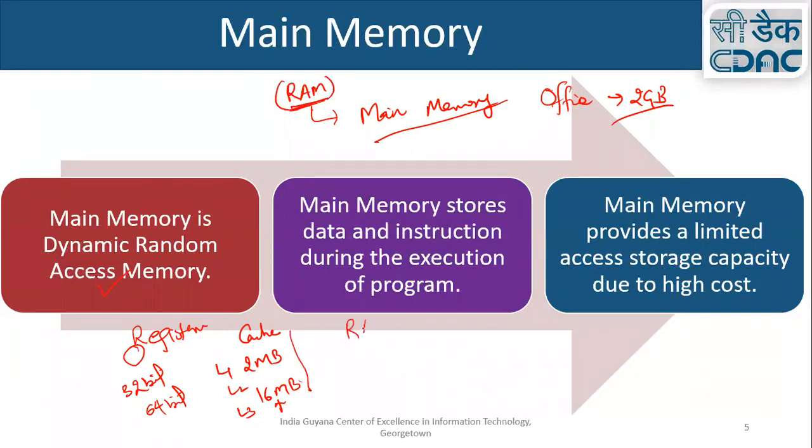Next one is your main memory or RAM. What is the size of your RAM? It's around 4 gigabytes to 8 gigabytes, or maybe 32 gigabytes.